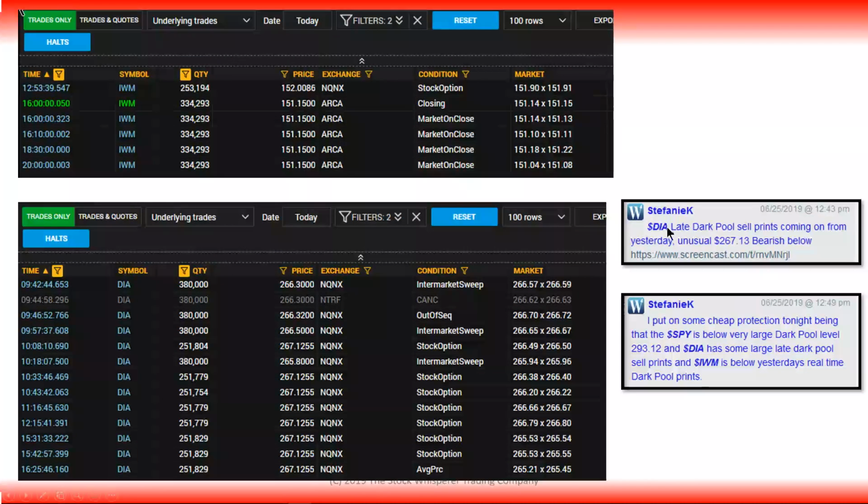And then I wrote yesterday DIA, late dark pool sell prints coming on from yesterday. Unusual. I wrote unusual because it doesn't happen very often. And then I bought that. I put on some cheap protection tonight because we are below the prints. Okay, if we stay below and close the week, I'll put on some more, or we may go up a little bit, but if we come down again, then I'll add.